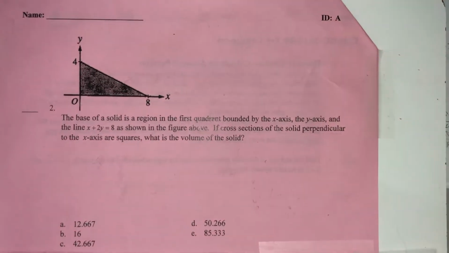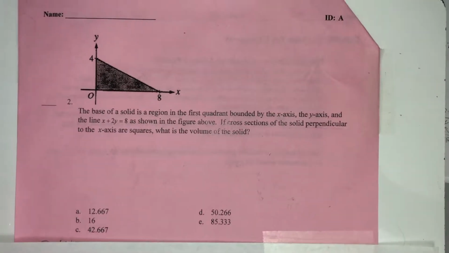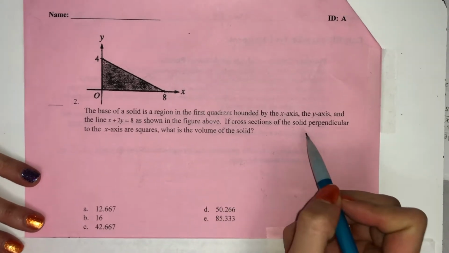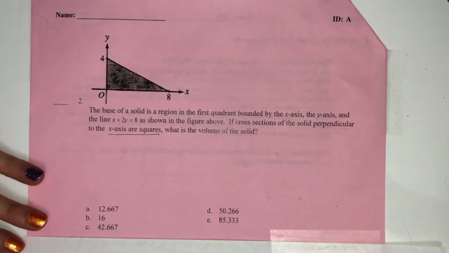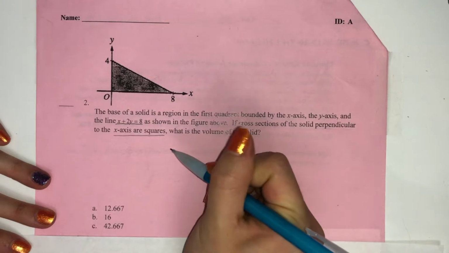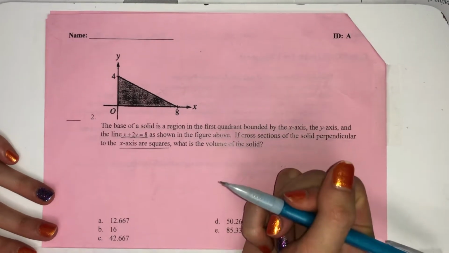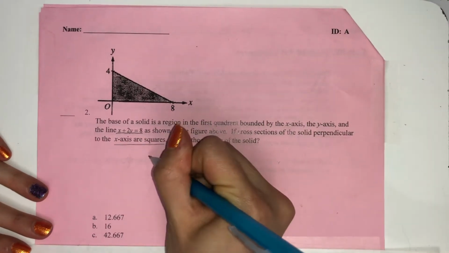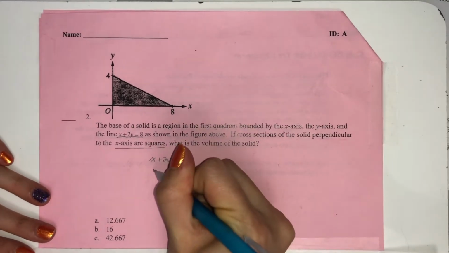So you have to identify the shape that is being revolved because it determines the equation. It's given that the cross sections of the solid perpendicular to the x-axis are squares, meaning that you have to solve for this equation that's given here, and you have to solve for y because the square is perpendicular to the x-axis, so everything has to be in terms of x, meaning that the square is 90 degrees to the x-axis. So I will solve for y.